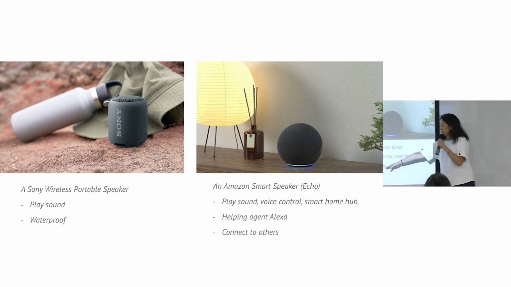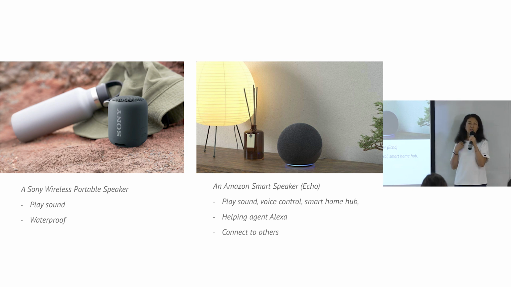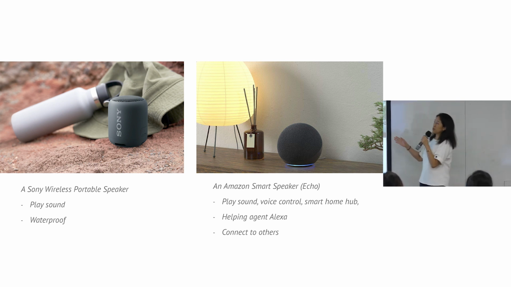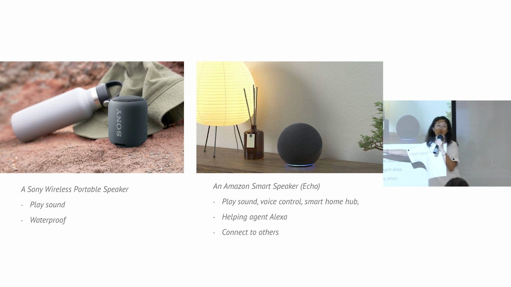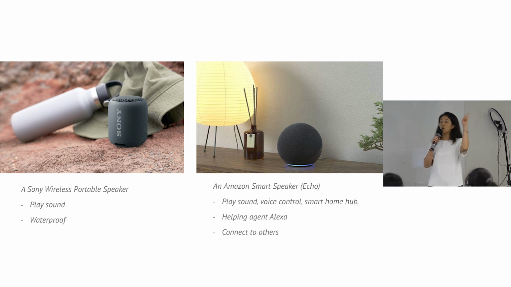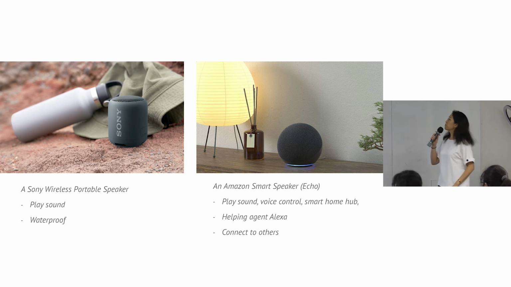And right now, okay, this is before ChatGPT, right? But we already have some intelligent agents acting like a person. So you can see the difference here, right? What is a traditional product and what is a so-called, quote-unquote, smart product, okay?